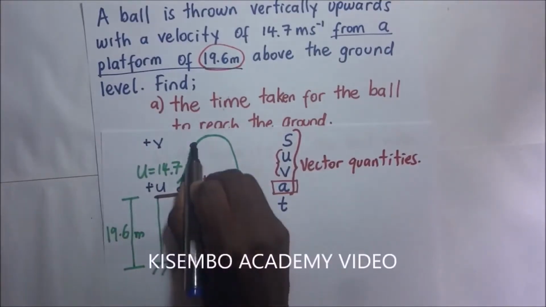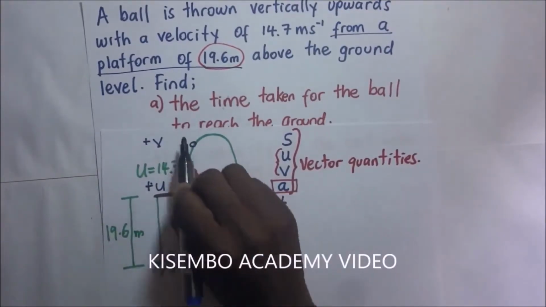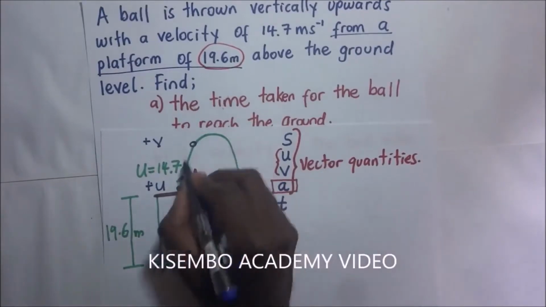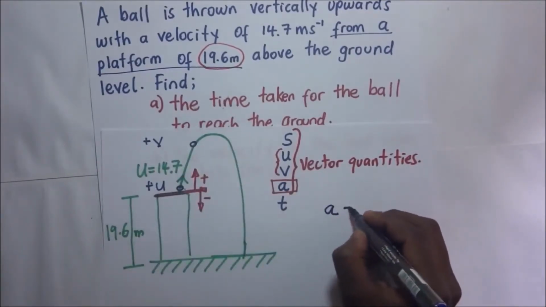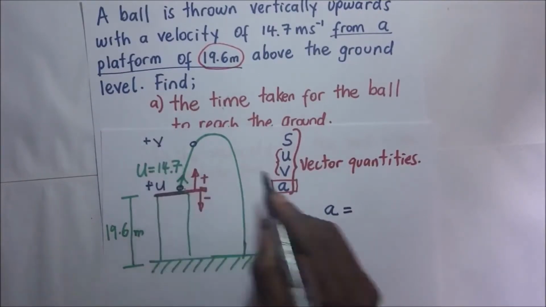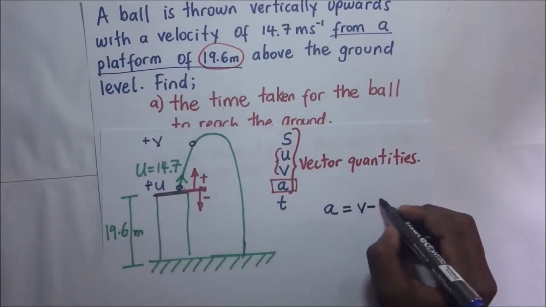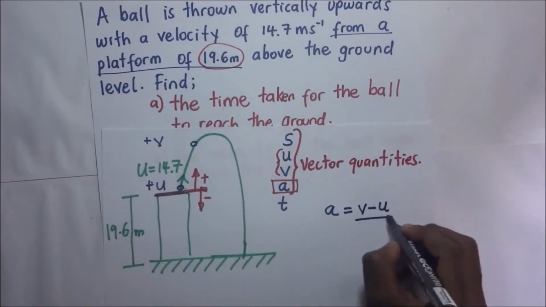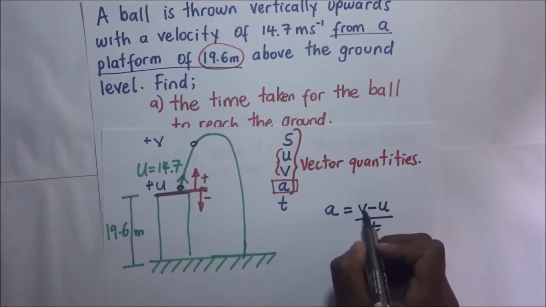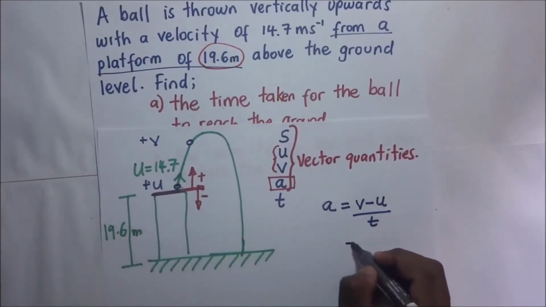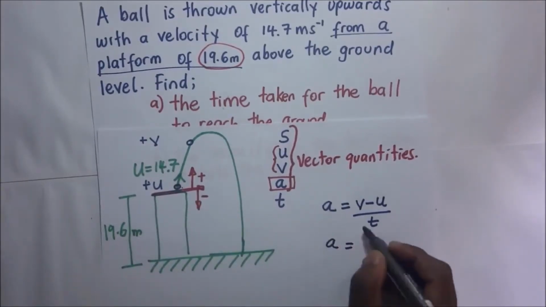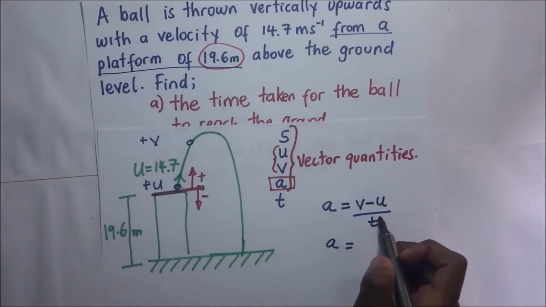So what is the sign on the acceleration as it moves up? It means that our acceleration here, a, which is actually g, is going to be equal to final velocity, v, minus initial velocity, u, over the time. So final velocity, which is positive, minus initial velocity, which is also positive, over time. And you'll find that the acceleration you're going to get here is going to be negative.